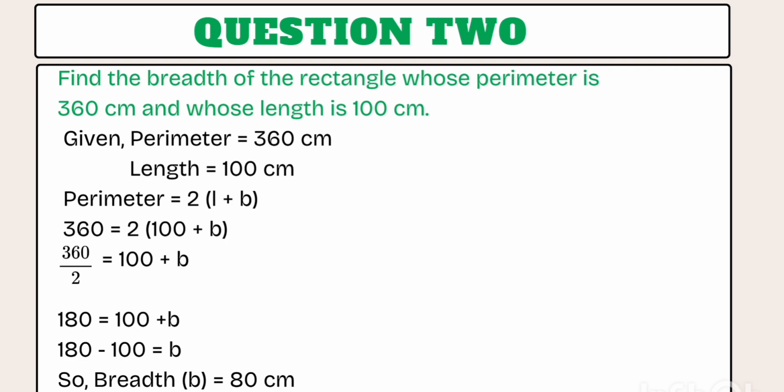360 upon 2 equals 100 plus b. 360 divided by 2 equals 180. So 180 equals 100 plus b. b equals 180 minus 100 equals 80 centimeter. So breadth is 80 centimeter.